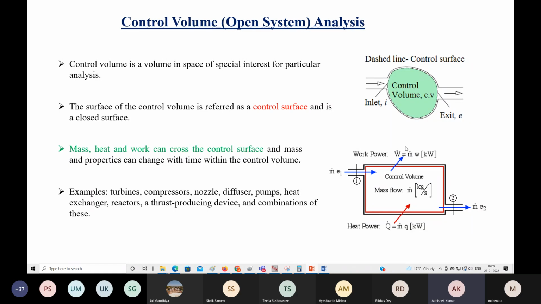Their work input, and nozzles, and diffusers and pumps. Pumps are like your compressors only. And heat exchangers, reactors. These are all the things. These all are process applications. Fluid is going over here, and with that fluid, whether we will be getting the work output or we will be supplying the work upon it. These all are the applications over here.